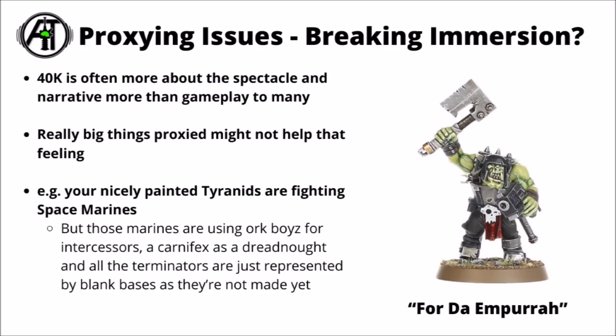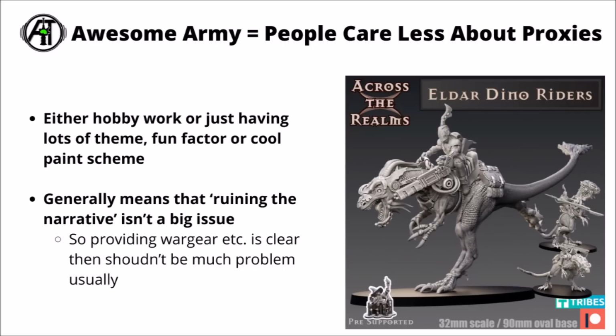Say for example, if you're playing with your Tyranids versus some enemy Space Marines, but then for those Space Marines you'd Orc Boys for Intercessors, a Carnifex for a Dreadnought, and their Terminators were just represented by blank bases as they hadn't got around to assembling them yet. Everything might be still kind of clear from a gameplay point of view if it was all explained beforehand, but it might just give you a bit more of a sense that you're playing someone's bits box as opposed to an actual army. On the flip side, I feel like if it's just obvious that loads of awesome hobby effort has been expended on the army, people tend to be a lot more forgiving.